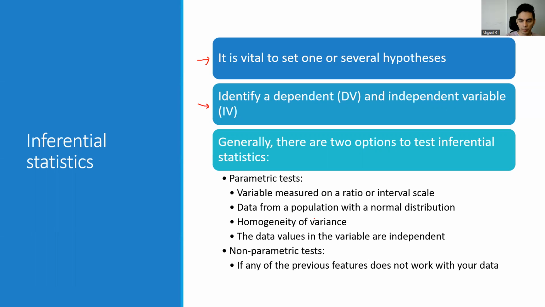That your sample, that your population has a normal distribution. So that's another thing, that your population has a normal distribution. Then the other thing, homogeneity of variance. It means that the variance of both variables in your sample is not that different.